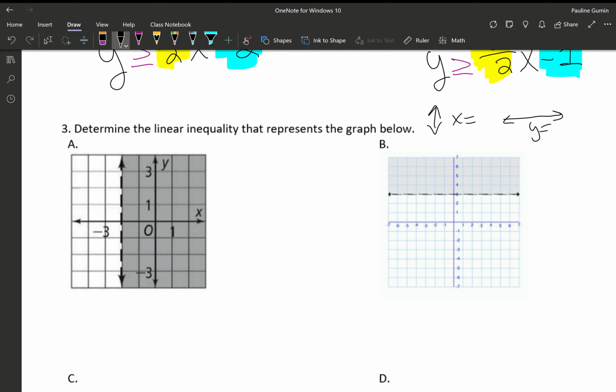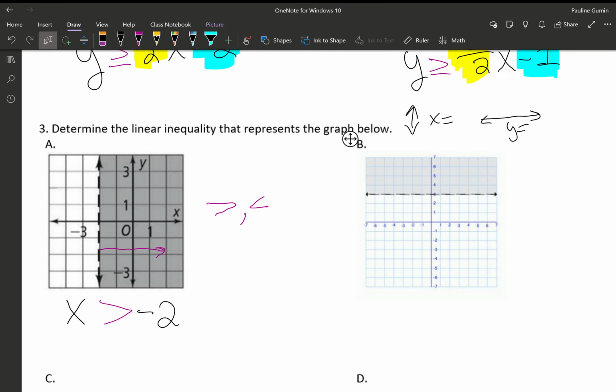So in number 3A, we have a line that's going up and down, so that's an x. And it looks like it's going through negative 2. Well, we can't really go up, down, but we can think about this as left and right. So let's draw our line. It looks like it's going to the right. So it's going to be greater than. Oh, I forgot to mention, it's either going to be a greater than or less than because it is a dotted line, no or equal to.